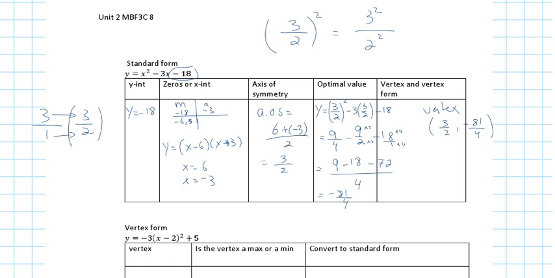And if I want to write it in vertex form, so y equals a, I know a is 1, right? Because it's the same thing. So x minus 3 over 2, squared, minus 81 over 4. Questions? All right.